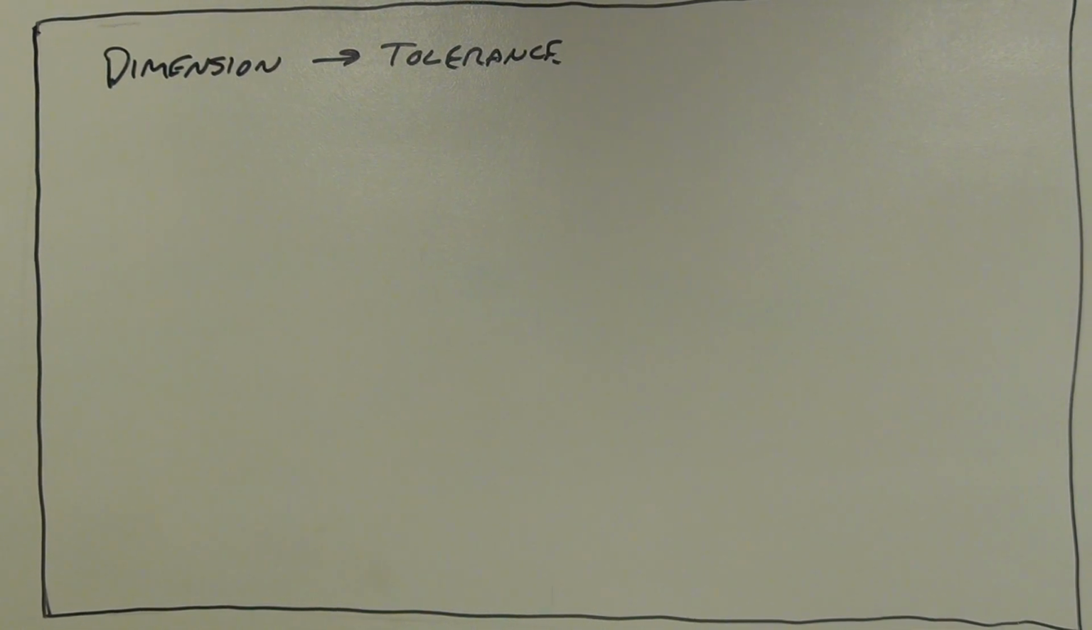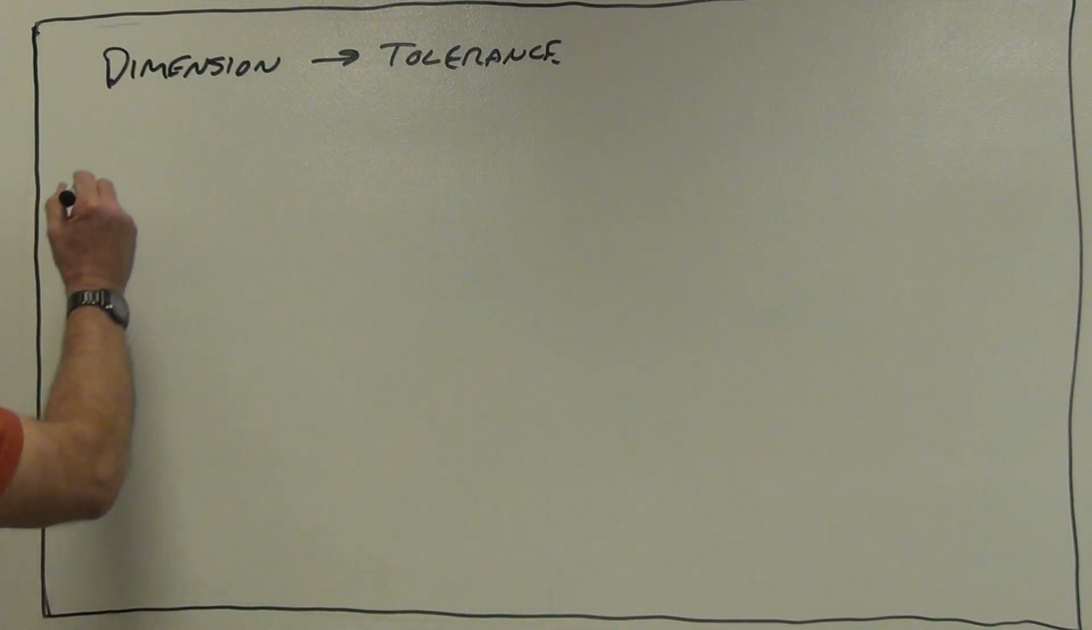Okay, so we start out with the scenario where the dimension is applied with a tolerance. Unfortunately, it can be expressed a number of different ways.